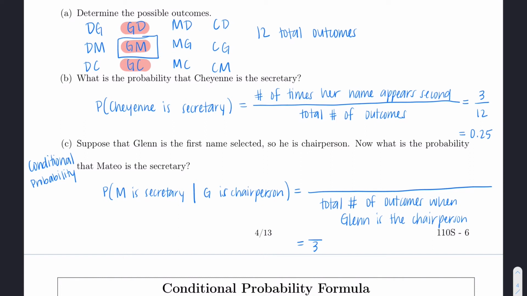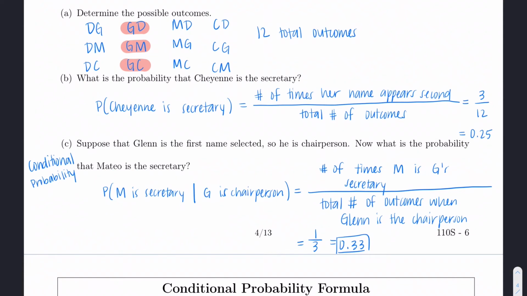If Glenn is chairperson, Mateo can only be his secretary once, right? And so this numerator would be the number of times Mateo is Glenn's secretary. And that only happens once, so my answer here is 1 out of 3, or 0.33. Technically it would keep repeating, right? But that's okay, I'll chop it off right there.